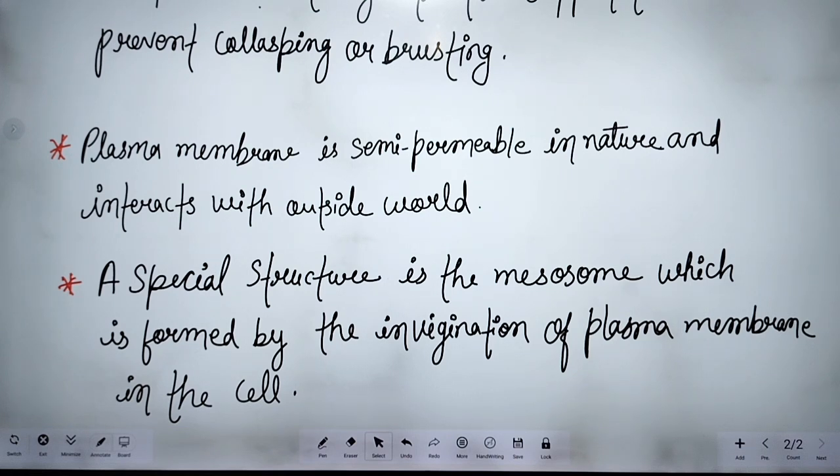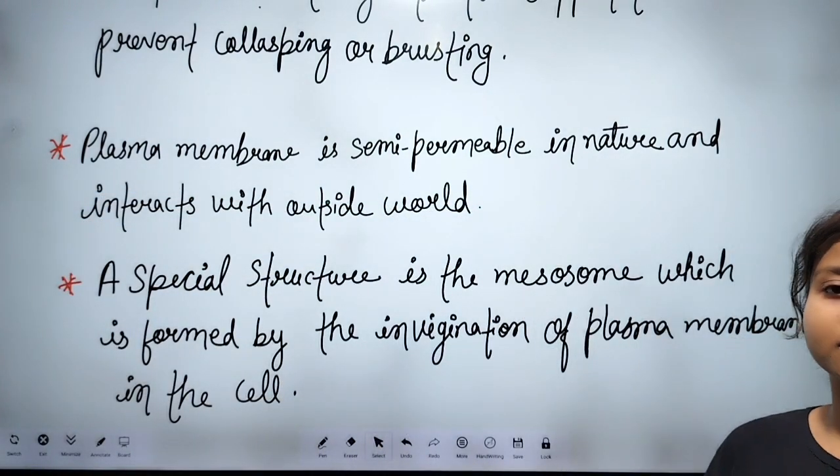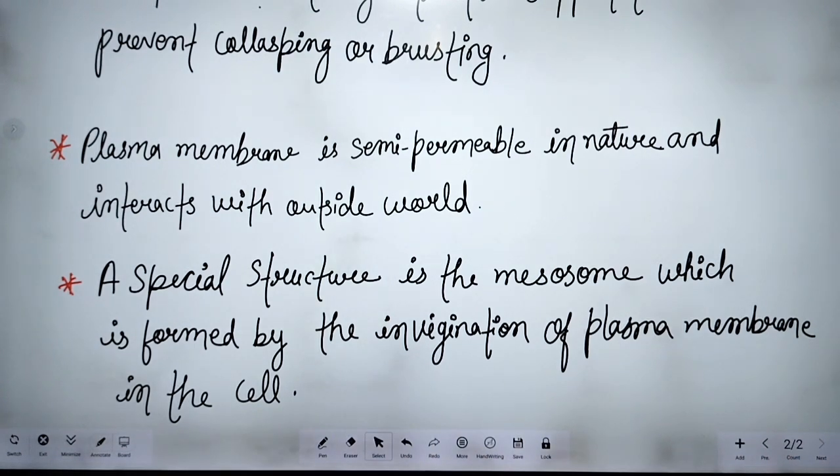In the next video we will start the organelles of the cell, and also the outermost covering of the cell, that is, the cell wall and plasma membrane.